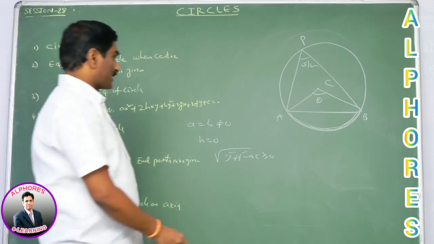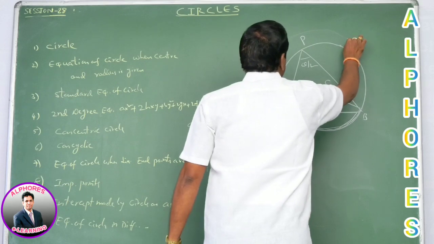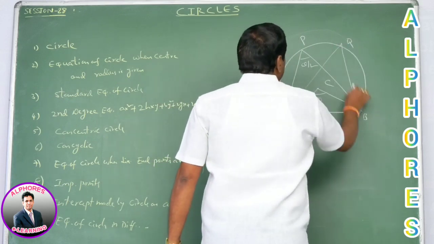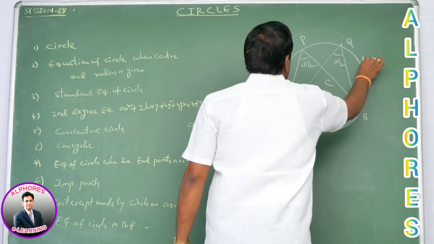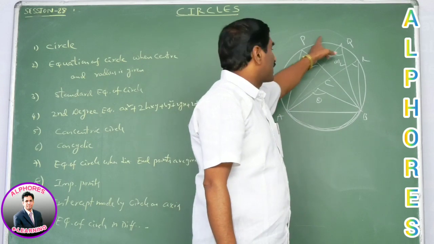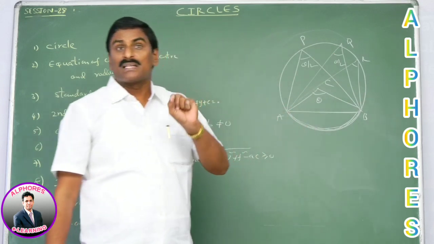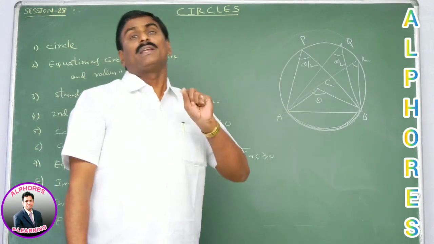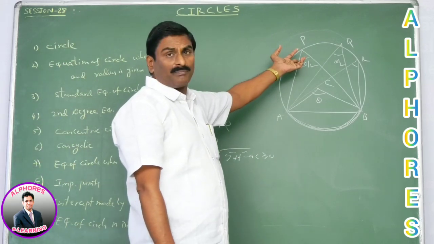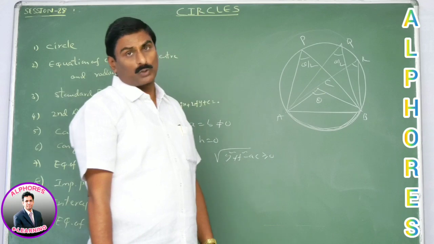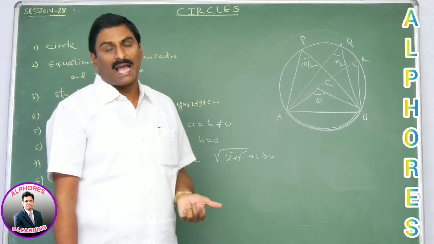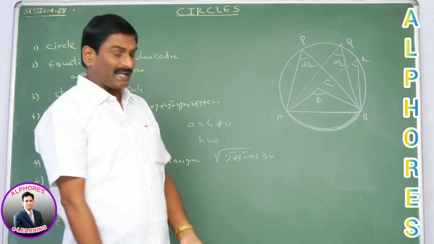Next, suppose Q is another point on this circle, in this major segment, then angle AQB is also theta by 2. Next, R is another point, and this is also theta by 2. That means angles in the same segment of the circle are equal. At the same time, the angle in the major segment is acute, the angle in the minor segment is obtuse, and the angle in the semicircle is 90 degrees.